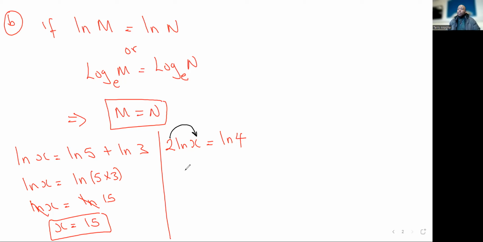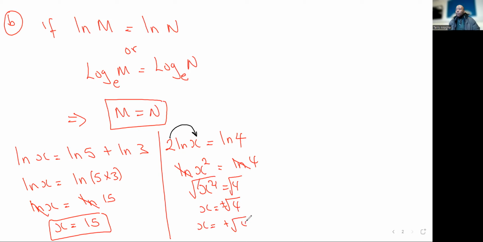So please make sure you look at my previous laws. This will be equal to ln 4. Now you can cancel that out. So x squared will be equal to 4. And x is going to be equal to, take the square root of both sides to cancel out this, square root of 4, which is plus or minus. So x is equal to plus square root of 4 or minus square root of 4. So that means you're going to have either 2 or minus 2. Like I said, you can't have negative, so you cancel this one. So the only answer you're going to have here is 2. All right. So that is that.